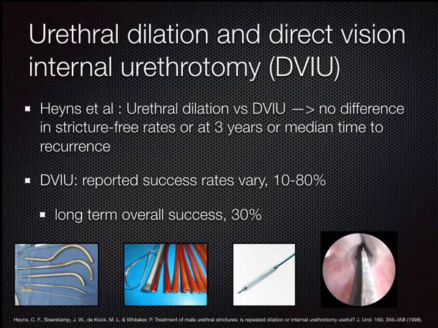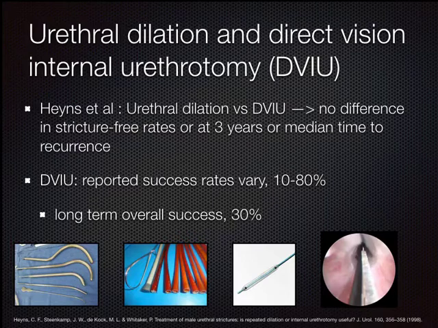Success rates vary widely in the literature for DVIU, and they range from 10 to 80%, depending more on their time of follow-up. But ultimately, long-term overall success has been reported at 30%. And if a patient develops stricture disease after these techniques, the long-term success rate of repeating them does essentially approach zero if urethroplasty is not undertaken.